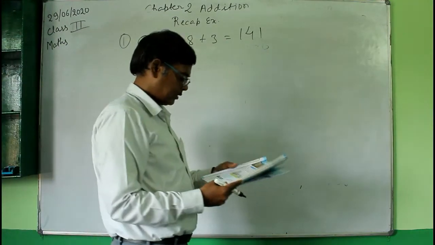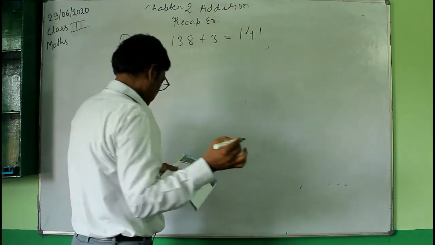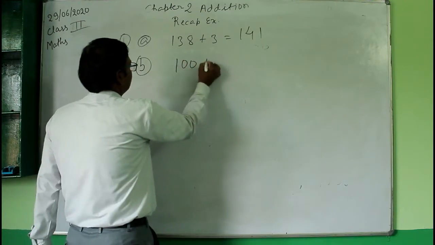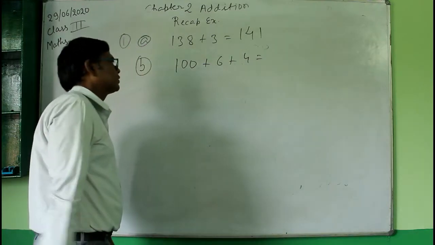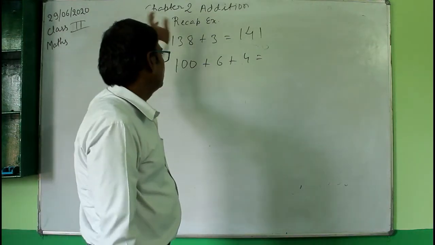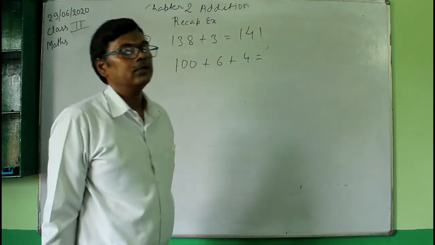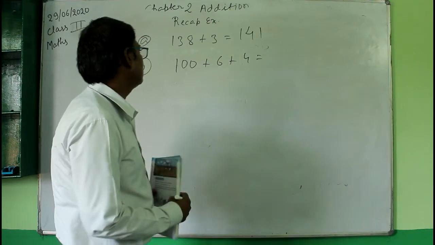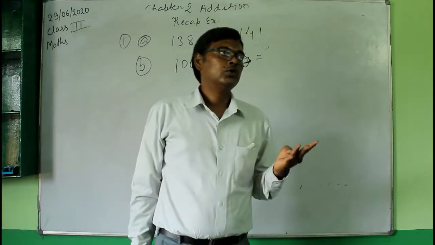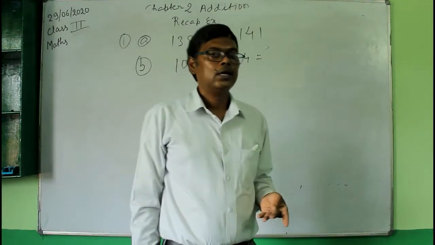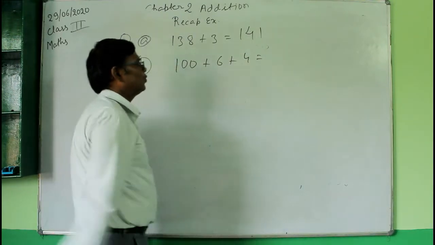The other question is B. In this B, how will you add 100 plus 6 plus 4? इसको मेंटली प्लस करना है. मेंटली करना है तो यहाँ पर क्या करना पड़ेगा? 100 है यहाँ पर, so 100. Then you will start counting. 101. Then you will count 6: 101, 102, 103, 104, 105, 106. So 100 plus 6 will be equal to 106.